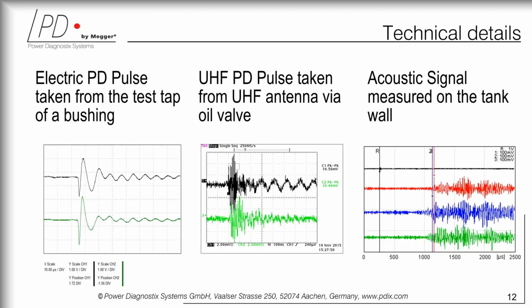So these are different examples. You can see an electric PD pulse taken from a test tap of the bushing. You can see a UHF pulse taken from an antenna that is placed through the oil valve. Or you can see an acoustic signal measured by placing sensors on the tank wall. What is very interesting is to have all these sensors and monitor all these channels, because the bushings are important, what's happening within the tank is important, and acoustically we can even locate which areas are problematic if we decide to do service on that particular transformer.